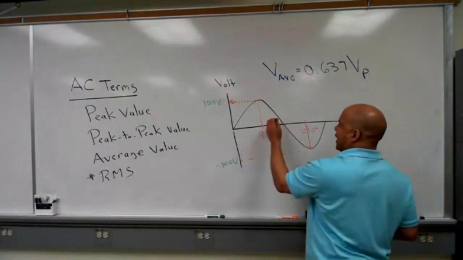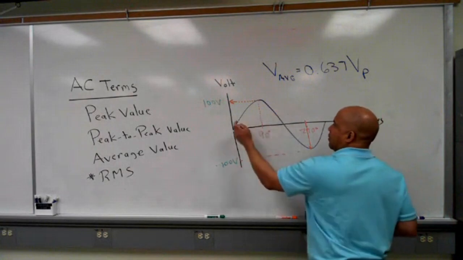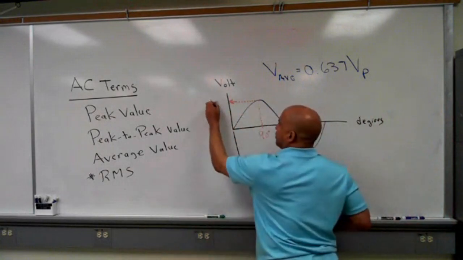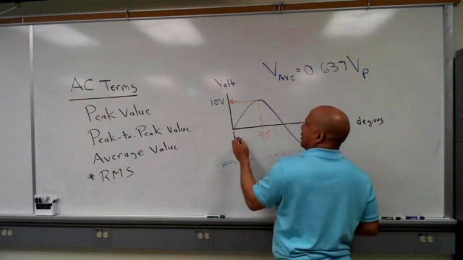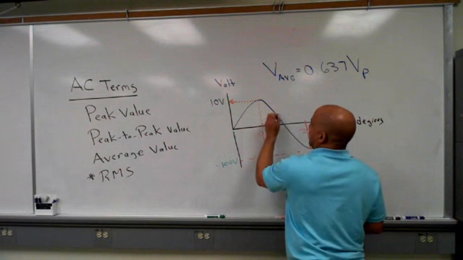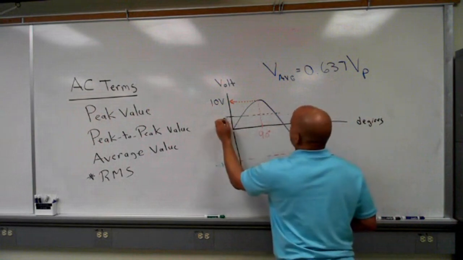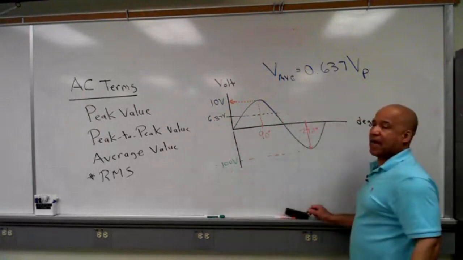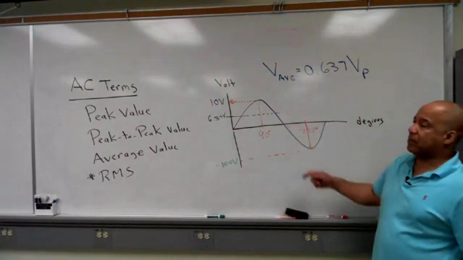So the average value of the half cycle might be down here like this. Well, let's say it like this. If this was 10 volts peak, then if I take this and multiply by 10, then the average value is down here at 6.37 volts. That would be the average value for half a cycle.